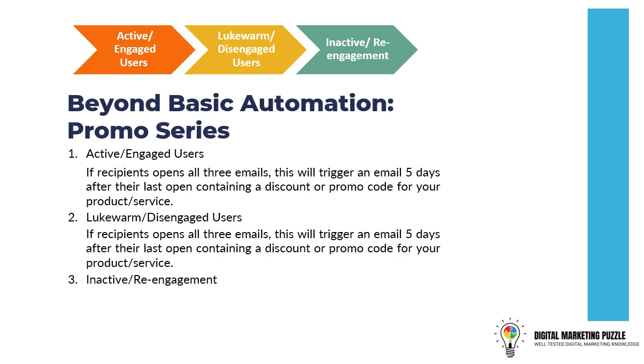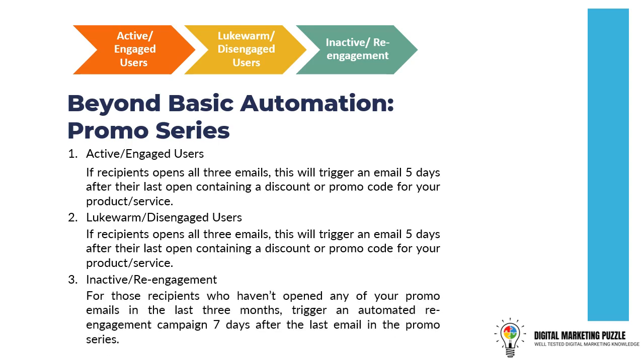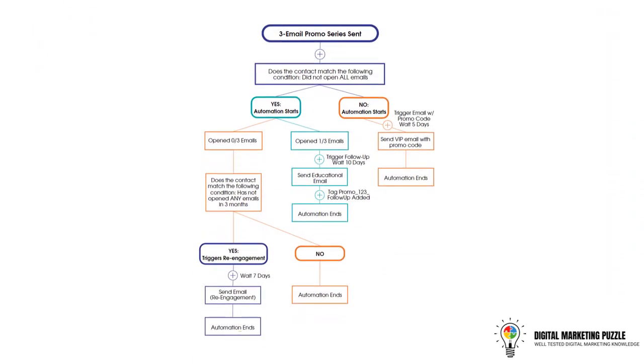3. Inactive or re-engagement. For those recipients who haven't opened any of your promo emails in the last 3 months, trigger an automated re-engagement campaign 7 days after the last email in the promo series. These are the "We miss you" messages you'll occasionally notice in your inbox. Add tag promo_123_re-engage to their profile. After the email is sent, the automation ends. If the contact has only ignored 1 or 2 email series, no re-engagement email is sent and the automation ends. 3 email promo series sent.